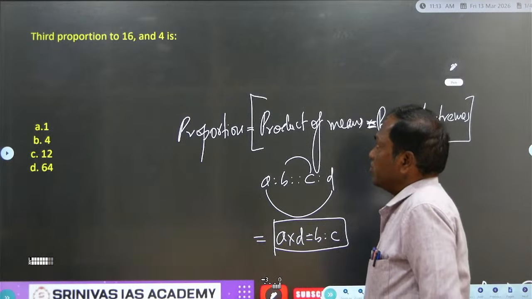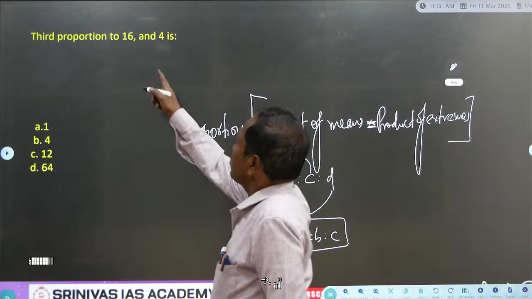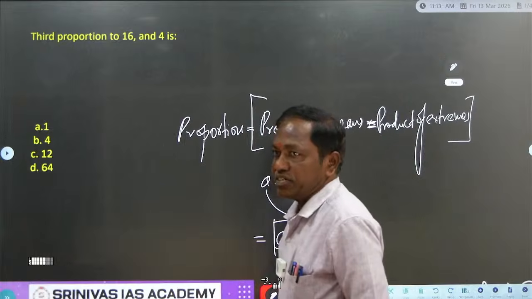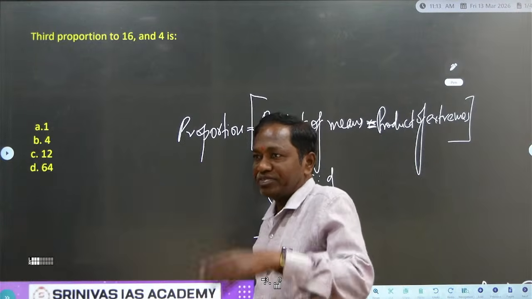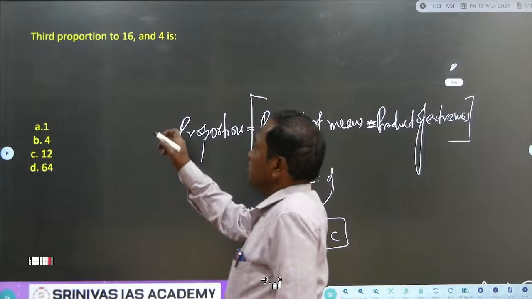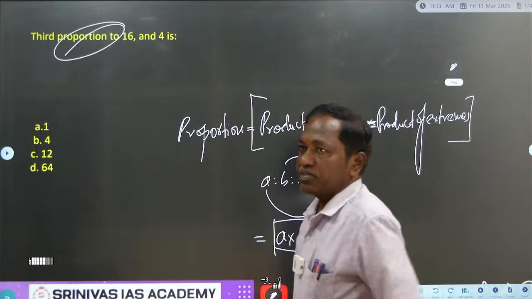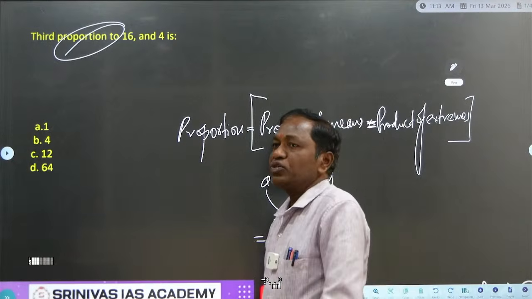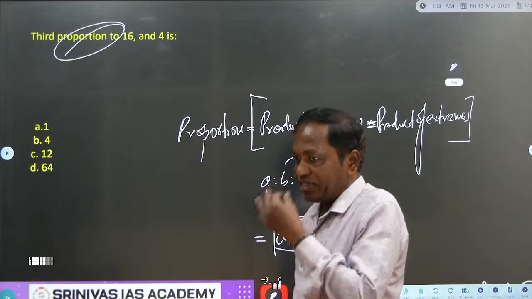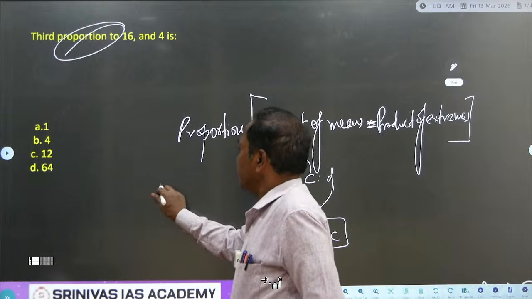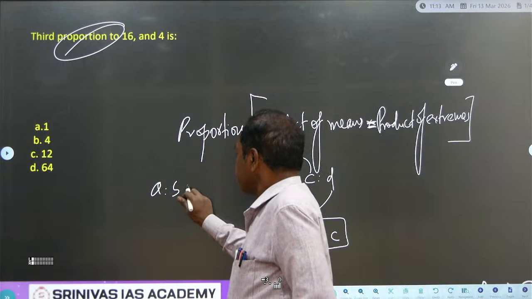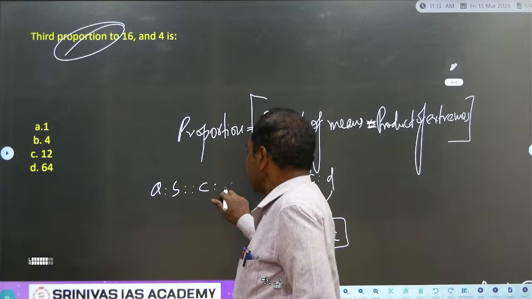Sometimes you can see there are only 2 terms given, 16 and 4, but actually we need 4 terms to make it a proportion. Proportion means we need 4 terms because there are only 2 terms. In a simple way, A is to B proportion C is to D.